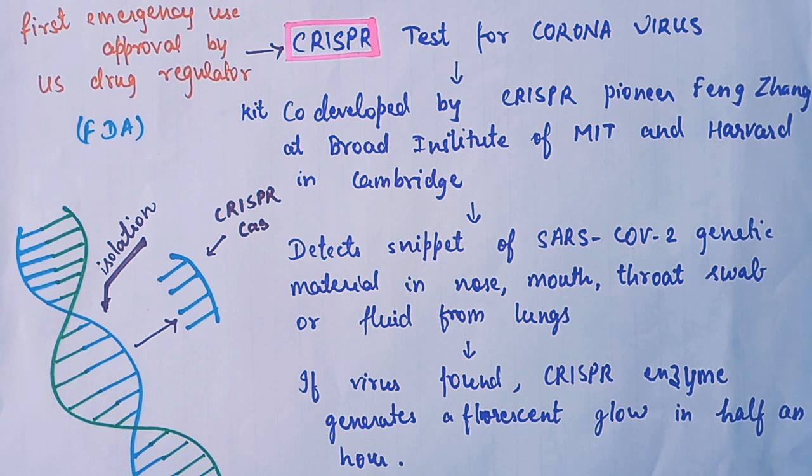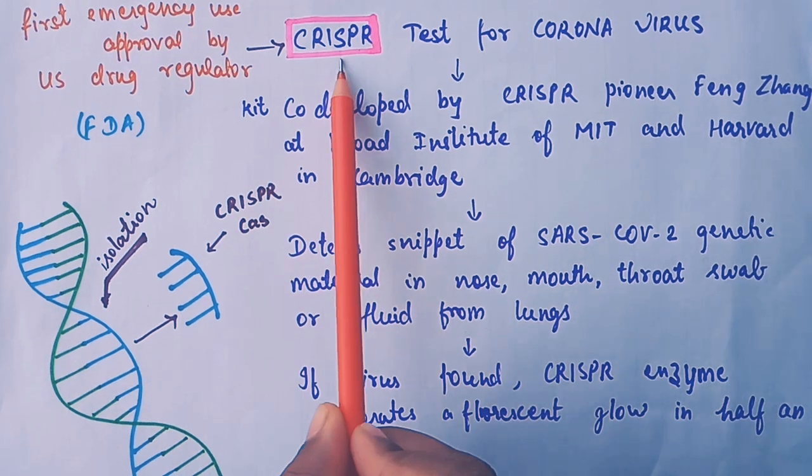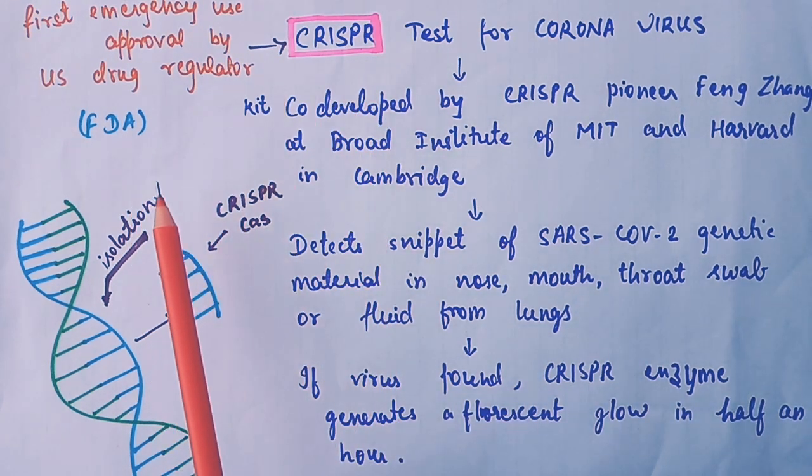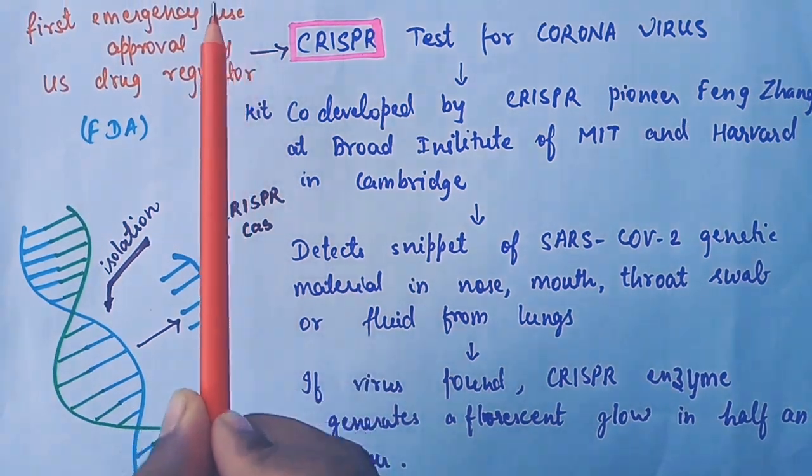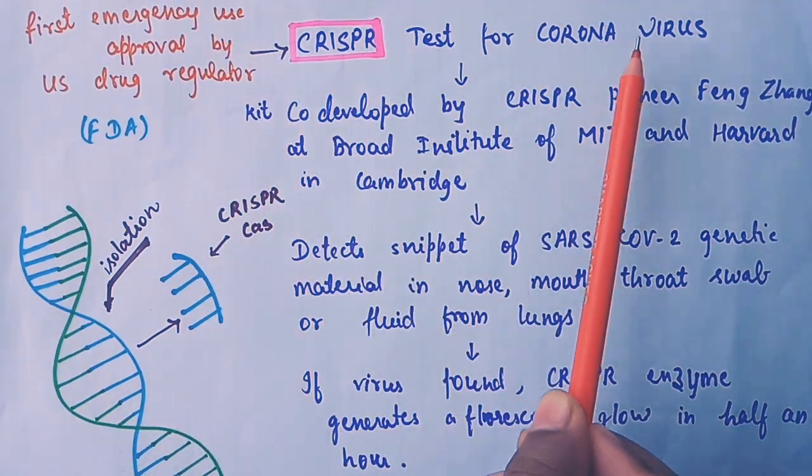Since we have already discussed coronavirus, now in this video we will see one more approach for the diagnosis and treatment of coronavirus. So the theory is CRISPR theory. The US FDA has also permitted this on the basis of emergency use. It is known as the CRISPR test for coronavirus.